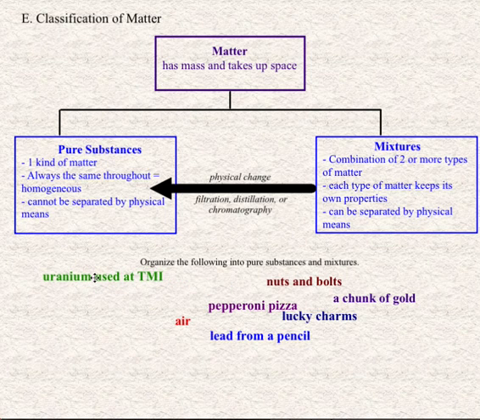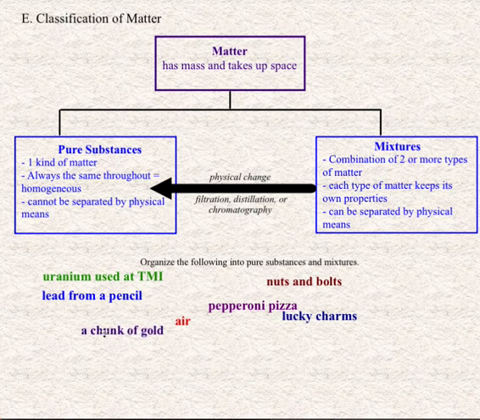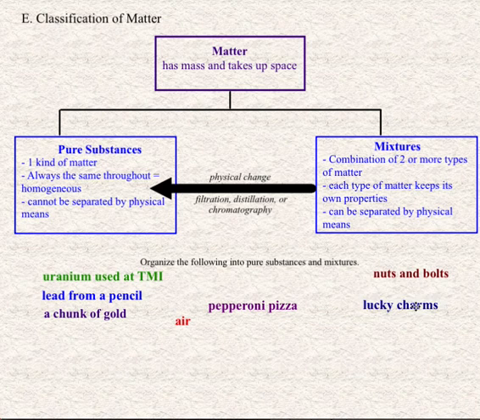So we're hoping uranium is a pure substance. Lead from a pencil should be a pure substance because it's graphite. A chunk of gold should be a pure substance. Nuts and bolts would be a mixture. Good old Lucky Charms would be a mixture. Pepperoni pizza would definitely be a mixture. And then the one that it always ends up being is air. Air is a mixture. It's a tricky mixture, though, because it's not one where you can easily see the different partitions.